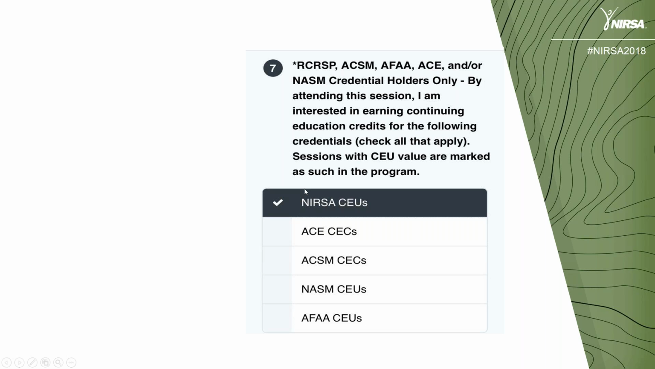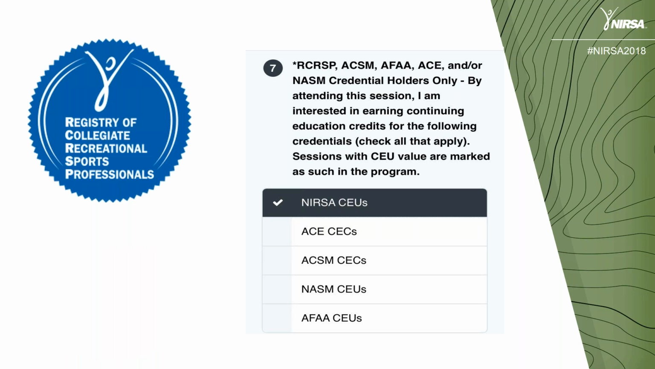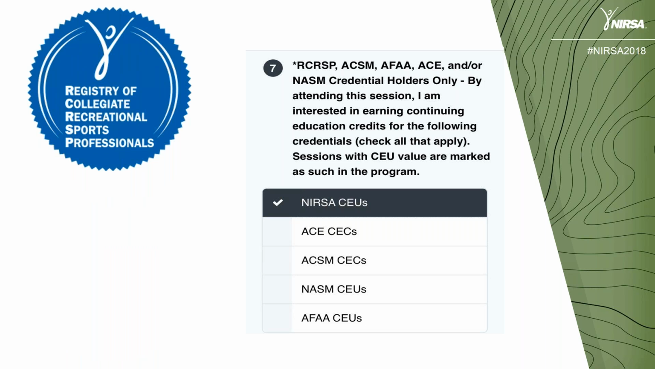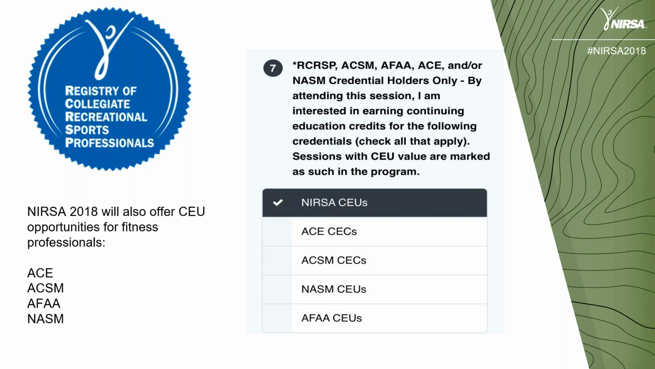NIRSA 2018 will be offering credential holders the opportunity to earn continuing education credits. As always, most sessions will offer NIRSA registry members the opportunity to earn NIRSA CEUs. Additionally, there will be about 20 sessions that will offer continuing education credits for fitness-related credentials. All the sessions with CEU values are marked as such in the app. So if you're working a session that doesn't have any CEUs tagged to it, it means there aren't any.